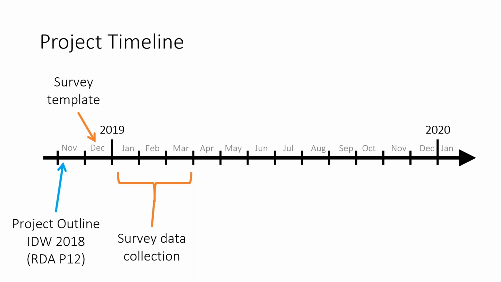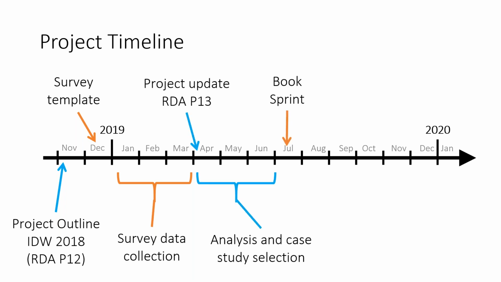We decided we were going to try and do this thing. We then had a survey to try and collect examples of institutional strategies for research data management. And the survey template we put together right at the end of 2019. We then had January, February, and March of 2019 dedicated to getting the survey out there and collecting data through the survey. There was then an update at RDA Plenary 13 in Philadelphia.